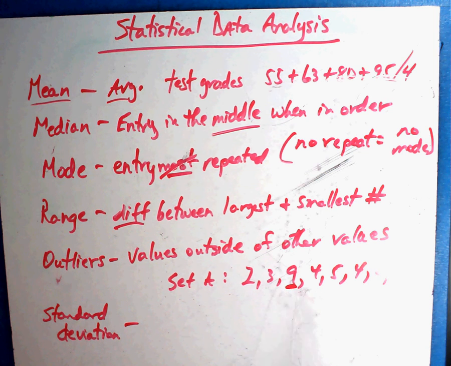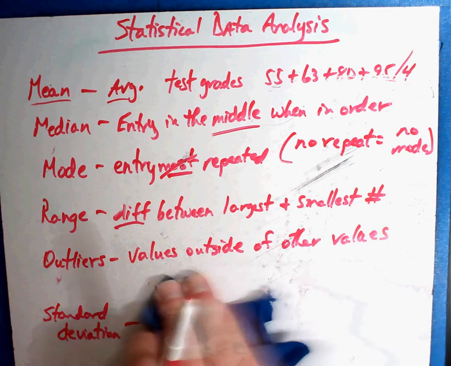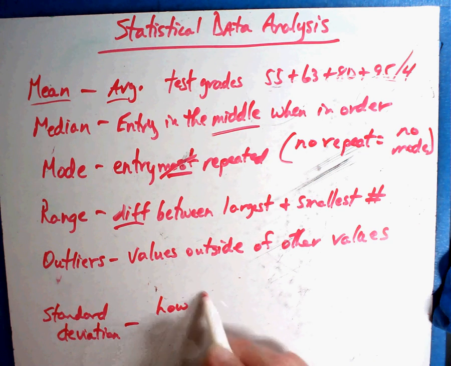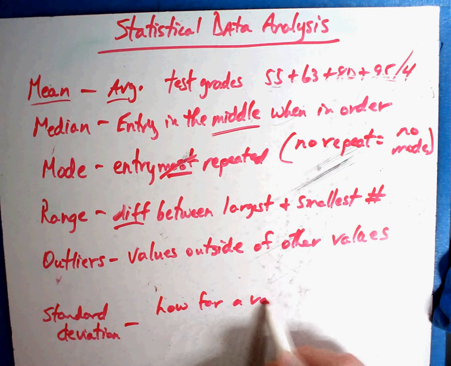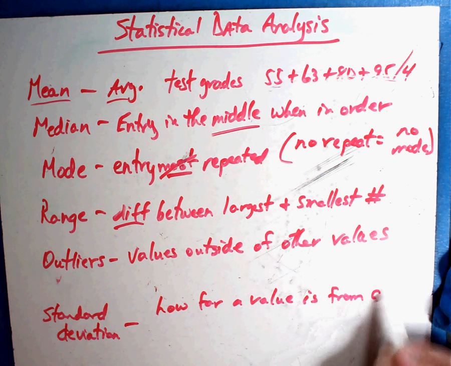9. So you're just looking at values, and you're looking at the thing that doesn't seem to go there. It's sitting outside of what it should. All the other numbers are small numbers, and that one's a little larger. It's outside of everything else. That's the outlier. Last but not least is standard deviation. Standard deviation is how far a value is from the data set.